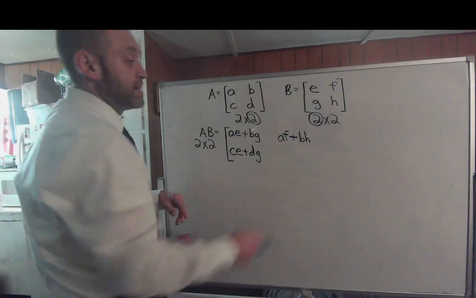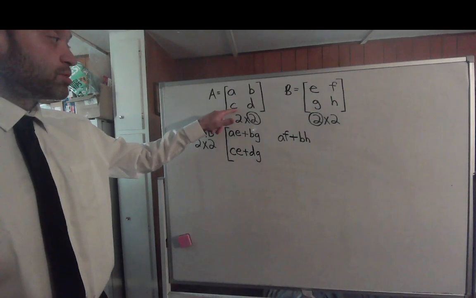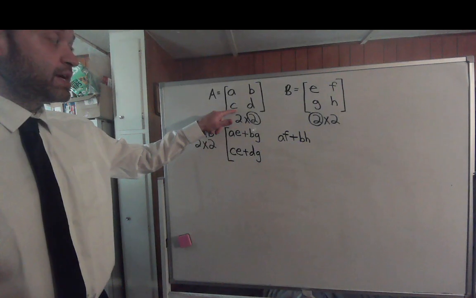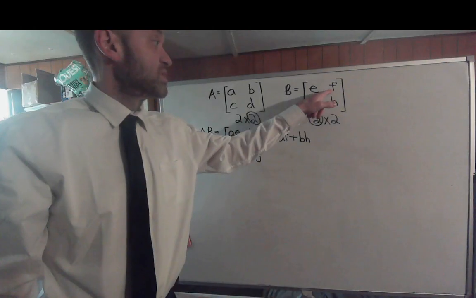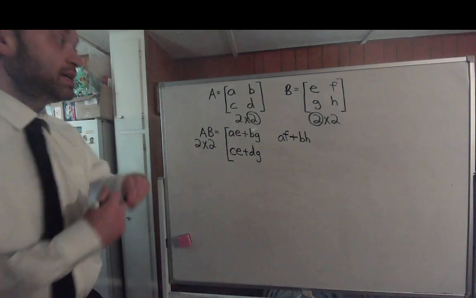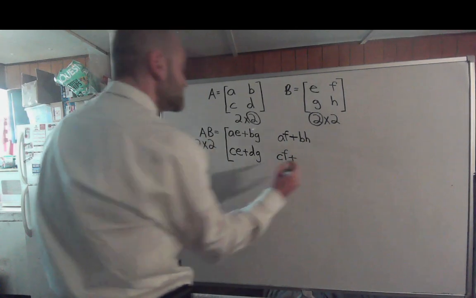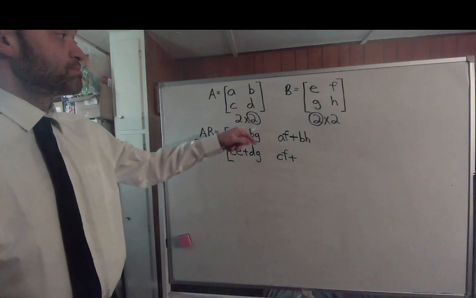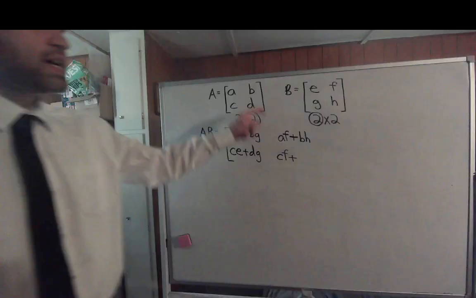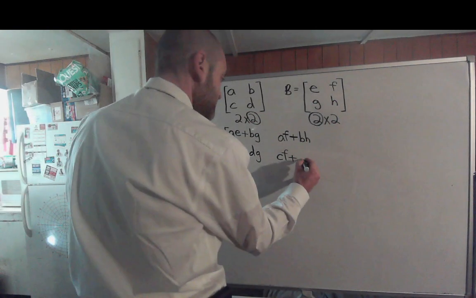And then you need to get one more number, so take the first number of your second row in matrix A times the first number of your second column in matrix B, so that would be CF, plus you'll take the second number of your second row of matrix A times the second number of your second column in matrix B, so plus DH.